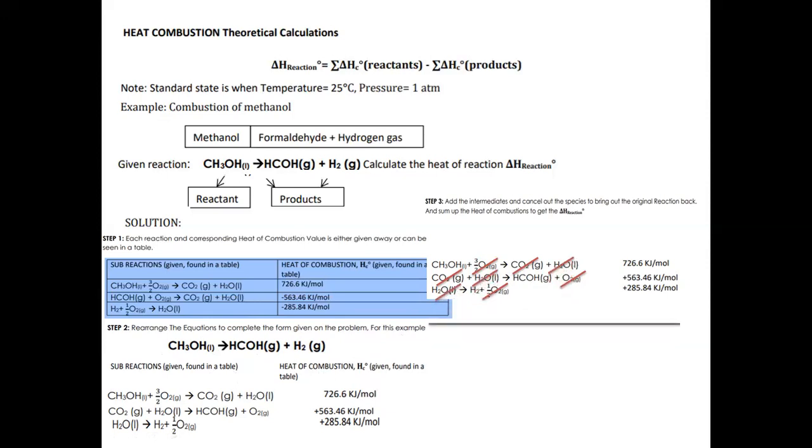Now, this gives us the following form for the reaction: the decomposition of methanol forming formaldehyde and hydrogen gas. And to determine the unknown for this problem, the heat of reaction, we're going to add the values of heat here. So 726.6 kilojoules per mole plus 563.46 kilojoules per mole plus 285.84 kilojoules per mole gives us the final answer of 1,575.52 kilojoules per mole.